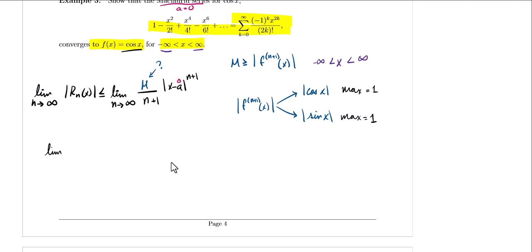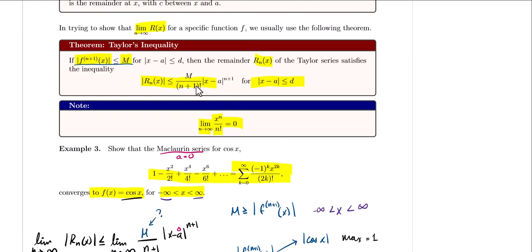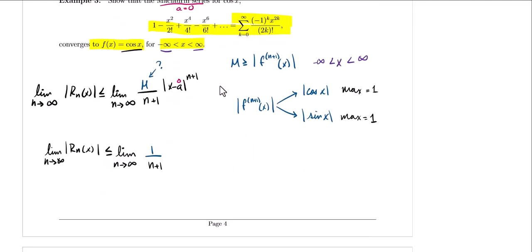We're taking the limit as n approaches infinity for the absolute value of the remainder is going to be less than or equal to the limit as n approaches infinity for 1 over n plus 1. And I just realized something here, guys. I'm missing the factorial. So I'll put the factorial here. There we go. N plus 1 factorial times the absolute value of x minus a, which was 0. So the absolute value of x raised to the n plus 1.